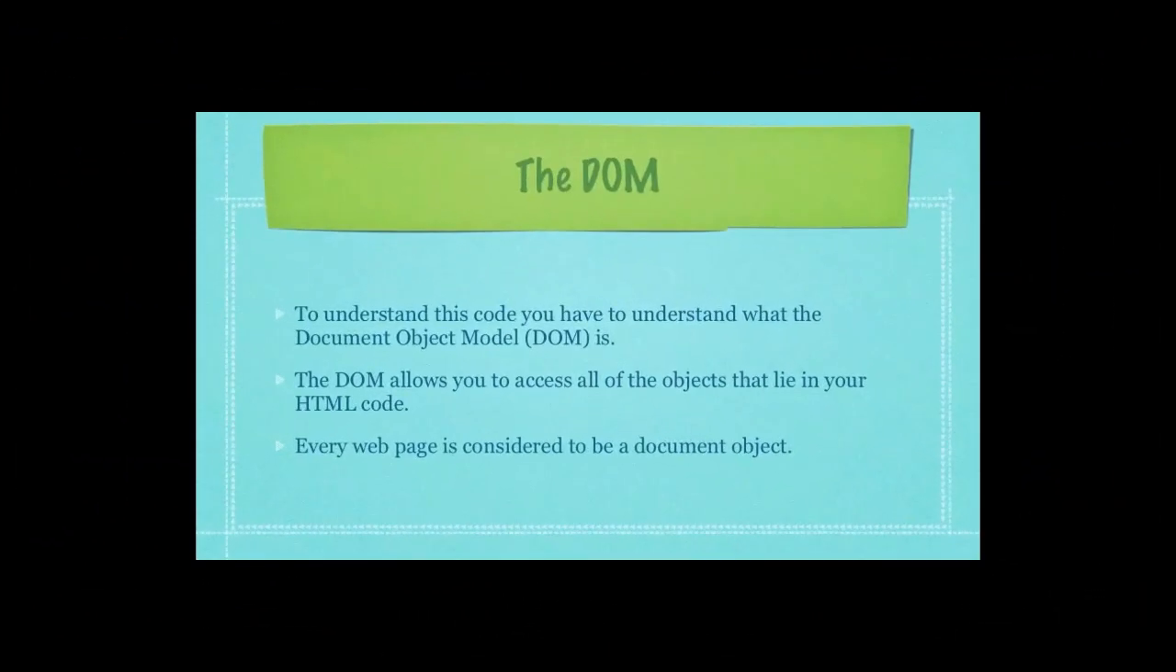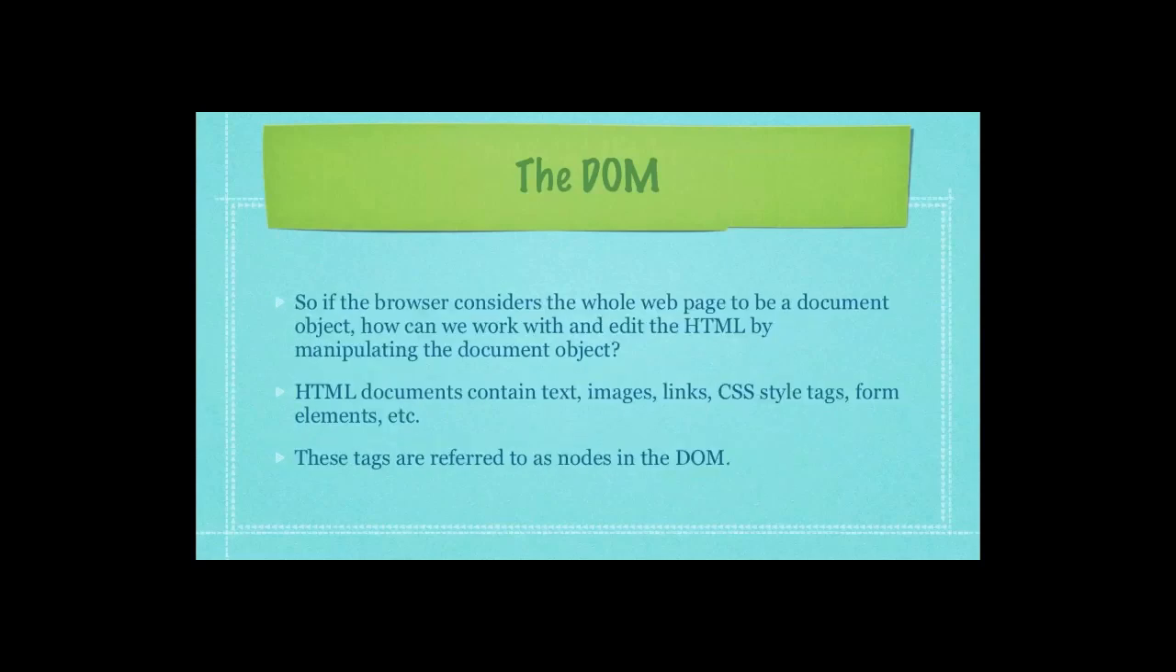To understand this code, you have to understand what the document object model is, or DOM. The DOM allows you to access all of the objects that lie in your HTML code. Every web page is considered to be a document object. So, if the browser considers the whole web page to be a document object, how can we work with and edit the HTML by manipulating the document object?